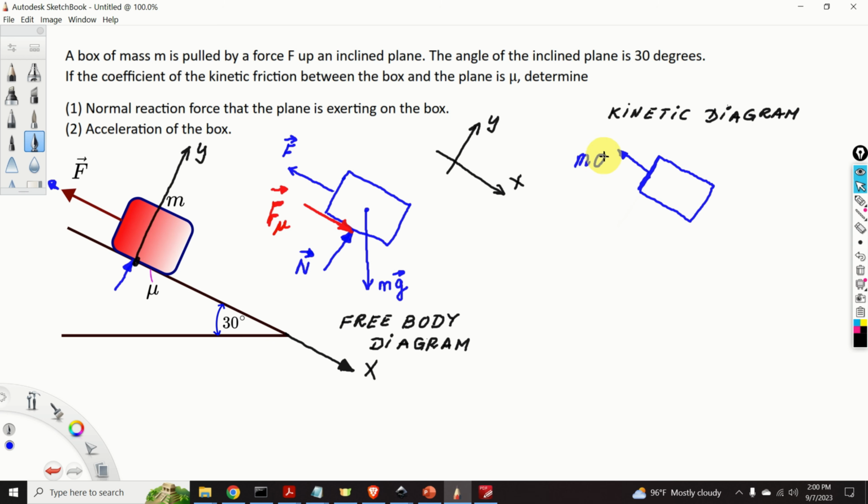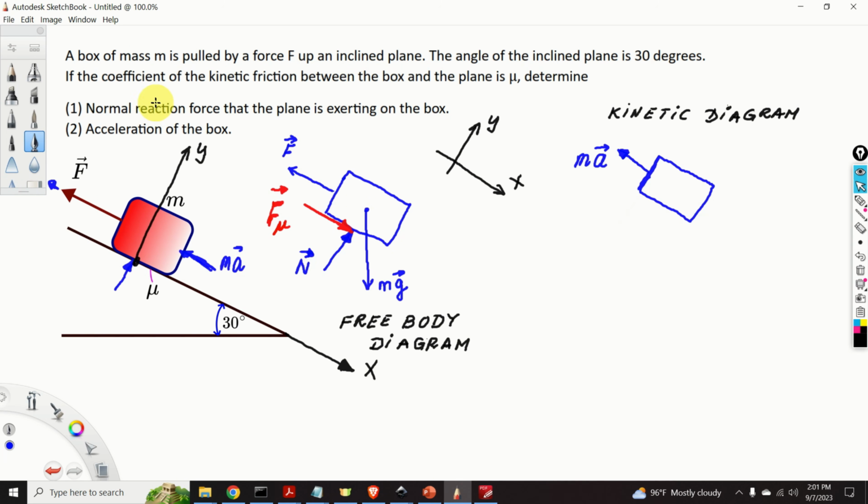Consequently, the vector ma, that's actually called an inertial term, should be oriented like this. It should be parallel to the inclined plane. Here it is. This is the kinetic diagram. Again, the vector ma goes in the negative direction of the x-axis.